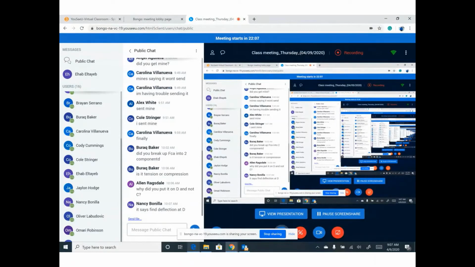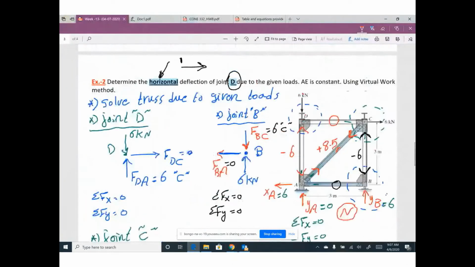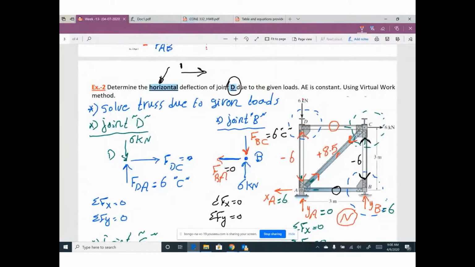Alan, the problem asked to calculate deflection at D. So I put the unit load at D. If the problem asked to calculate deflection at C, I would put it at C. And why do I put the unit load horizontal? Because the problem is asking for horizontal deflection.